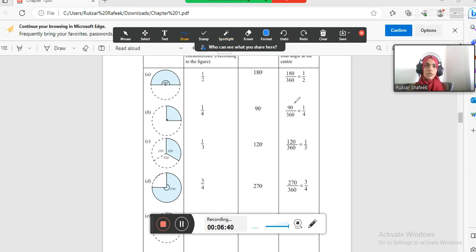You can cancel off the zeros, that is dividing both the numerator and the denominator by 10. And then you have 9 over 36, so you divide both 9 and 36 by 9. 9 divided by 9 is 1, and 36 divided by 9 will give you 4, like 9, 18, 27, 36. So likewise, you have for 120 and 270 as well. 270 over 360, you can cut off the zeros because they're divisible by 10. And now you have 27 and 36. It comes in the 9 times table once again: 9, 18, 27, 36. So 9 times 3 is 27, and 9 times 4 is 36. So that's how you get 3/4.